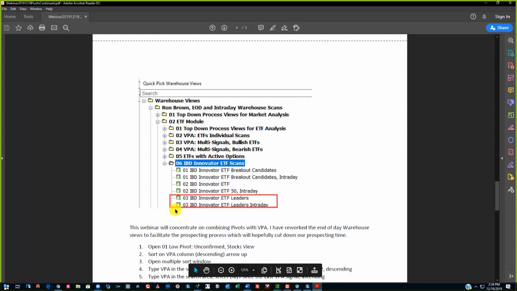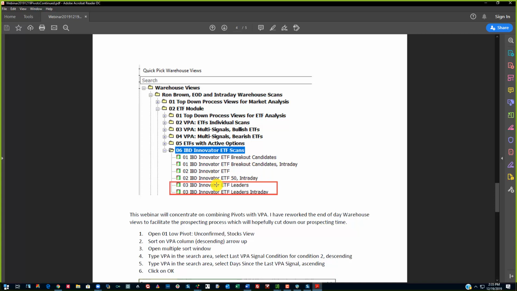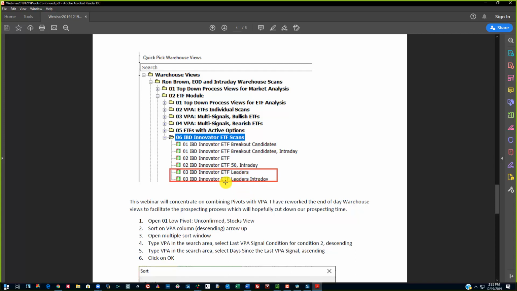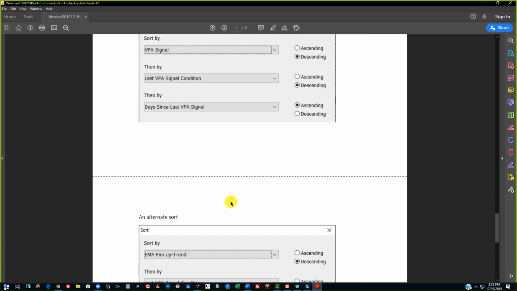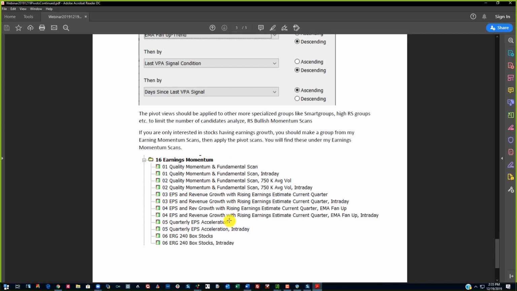Okay, so what else do I have? I added these IBD Innovator ETF scans a couple weeks ago. I really don't know how often they update this, but it's evidently from IBD. And these are contained in our ETF scans, and I just made them accessible to us. And here's a new one, ETF Leaders, that is available under your IBD Innovator ETF scans. And these are just a couple of sorts that I'm going to be working with today.